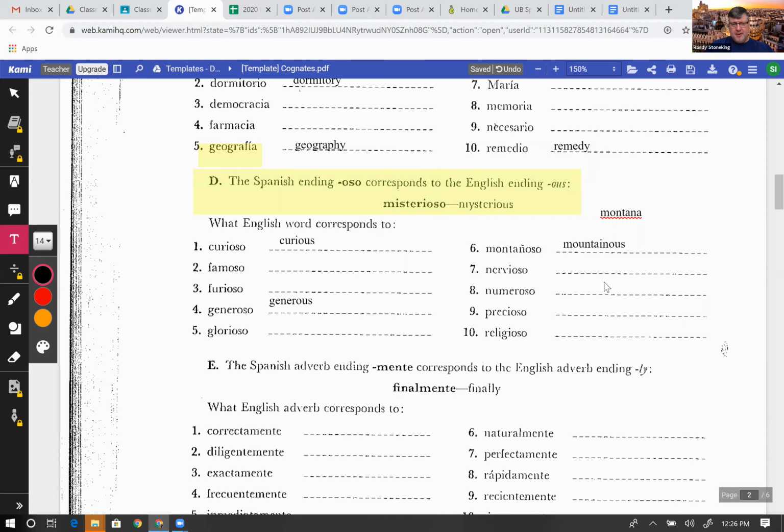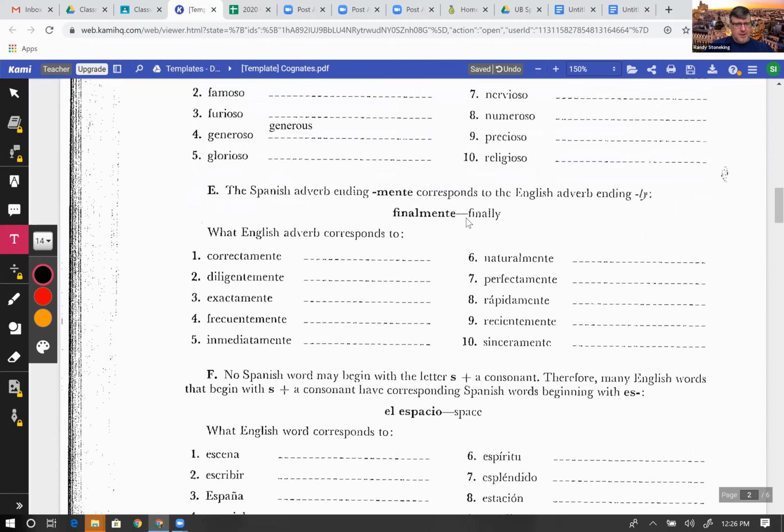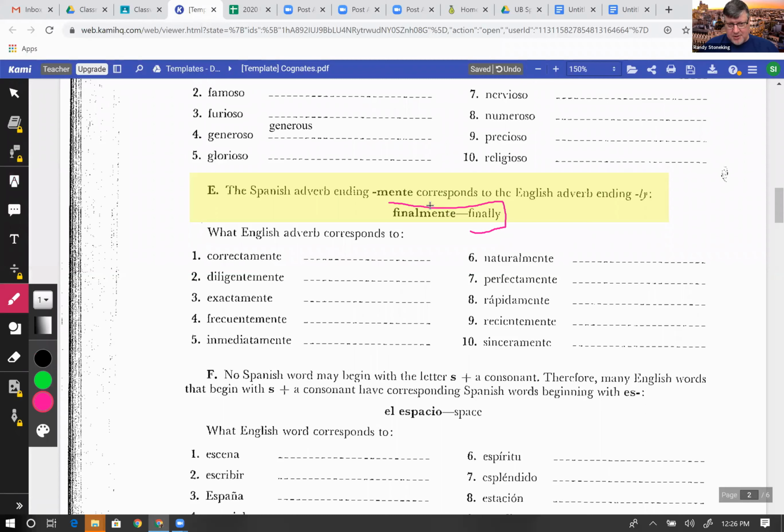Okay, let's drop down here. Let's look at this one. We got two more here. Let's look at the pattern of mente, M-E-N-T-E. So when you see a Spanish word that ends with M-E-N-T-E, that's the equivalent of L-Y. Now again, there are going to be instances where it doesn't work like that, but for the most part, it's going to work. Or at the very least, you can make an educated guess. For example, the word finally, finalmente. So if we imagine that the mente part of the word just translates to ly, we can get to final plus ly.